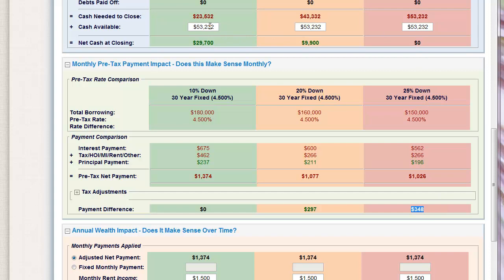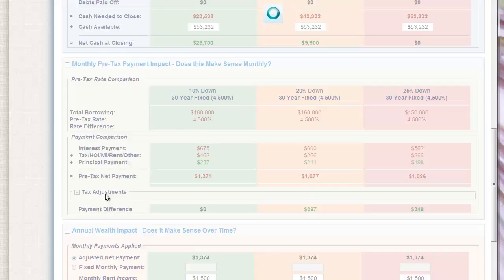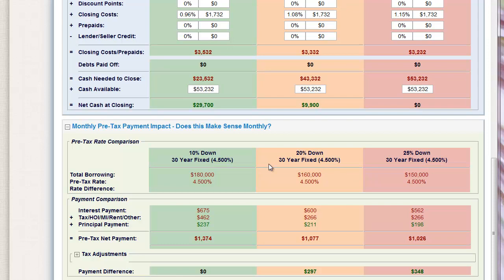Here I didn't have to put down $53,000. I only had to put $23,000 down, but I'm having to pay an extra $348 a month here compared to here. Now that's the easy part. And again, for many people, that may be what you want to do. You shrink this up and you just show the cash and the cash flow difference at closing.